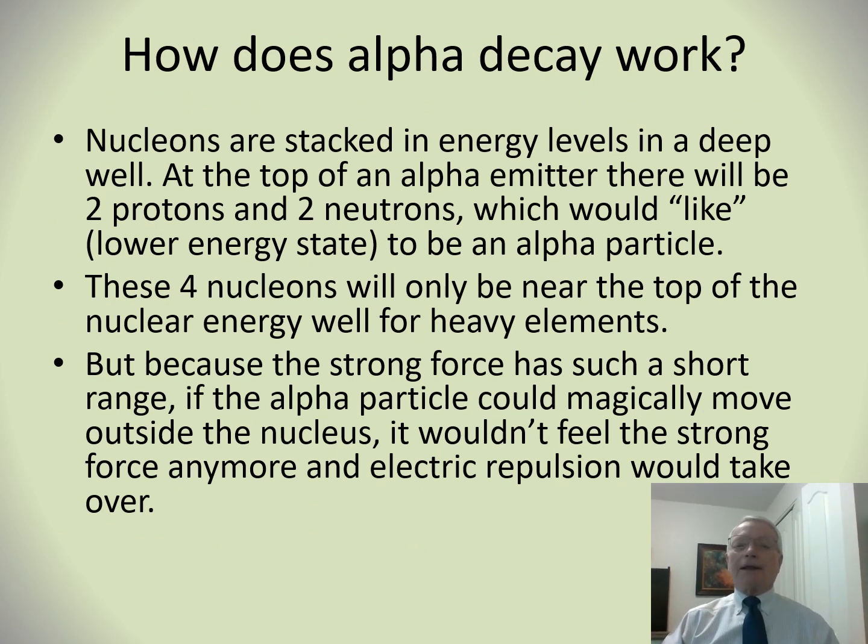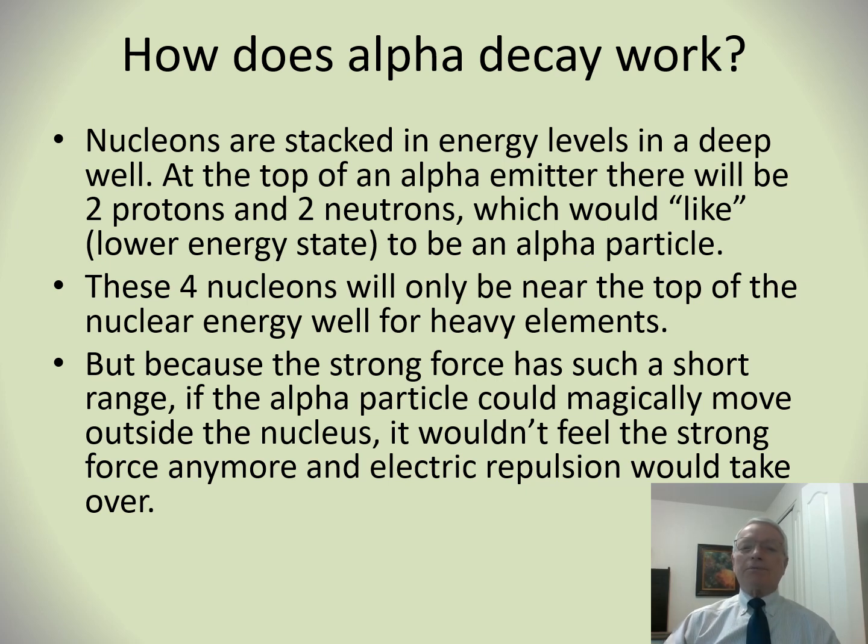Okay, let's talk about how alpha decay works. In a nucleus, the nucleons are stacked in energy levels in a deep well. At the top of an alpha emitter, there will be two protons and two neutrons that hang together in their states in the nucleus. They like to do that because that's called a helium nucleus, and it's a very stable particle. They'd really like to be an alpha particle.